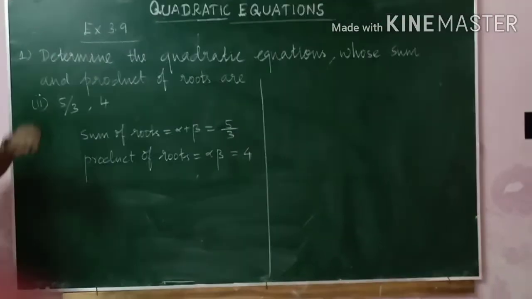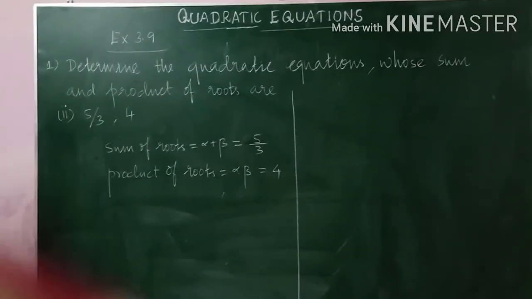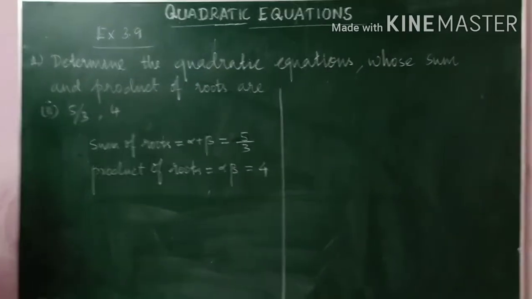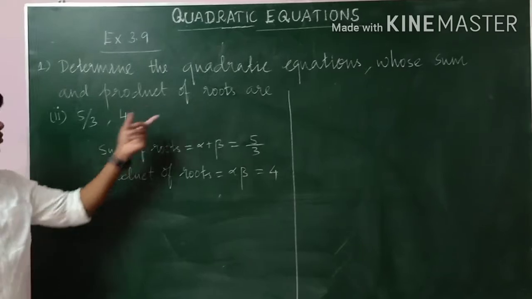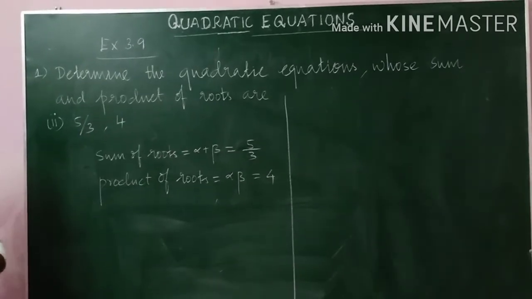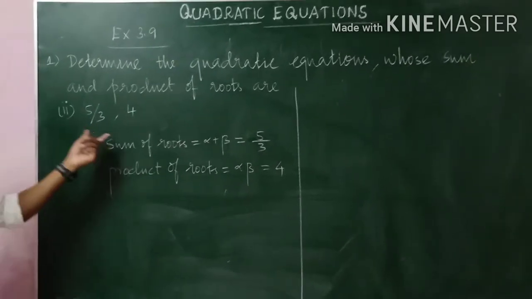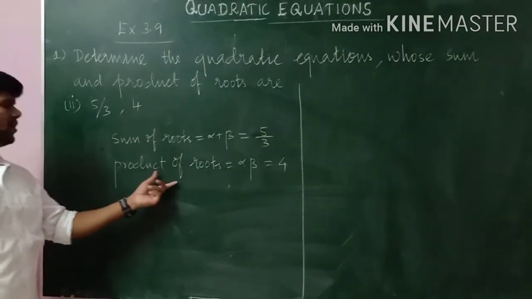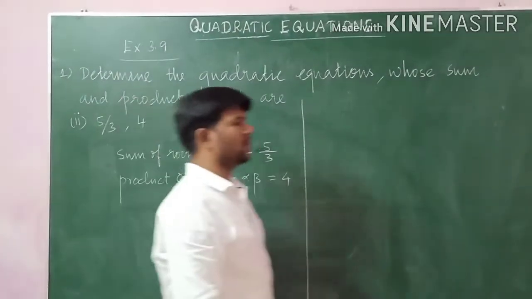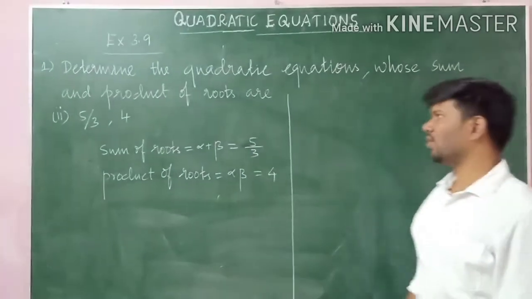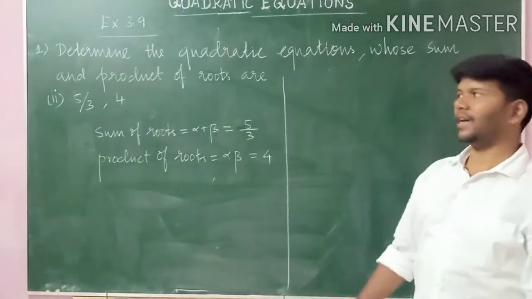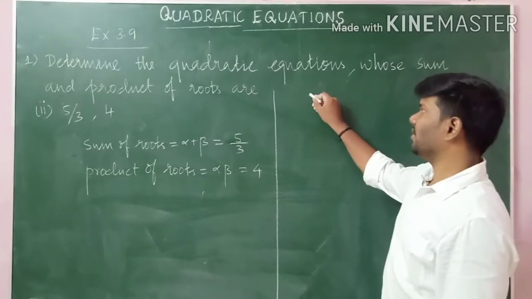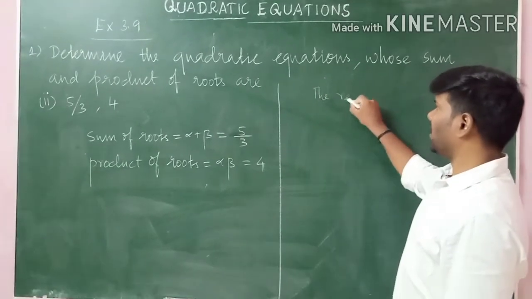Now exercise 3.9, first question, second part. Determine the quadratic equation whose sum and the product of roots are 5 by 3 and 4. That is, sum of roots, what? Alpha plus beta equal to 5 by 3 and the product of roots, what? Alpha into beta equal to 4. If we know the sum of roots and the product of roots, easily we can find the quadratic equation by the given formula. So what is the formula?